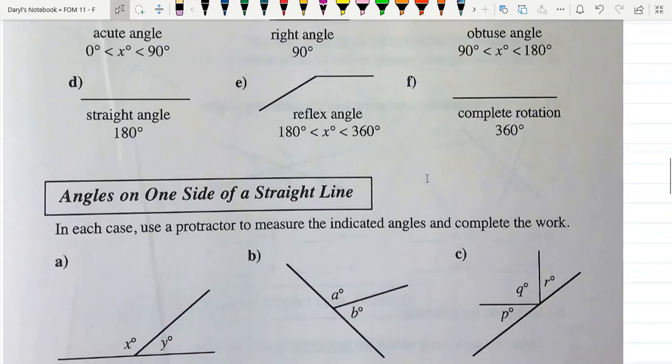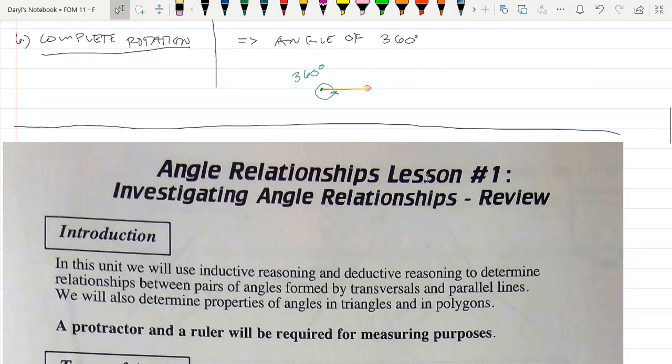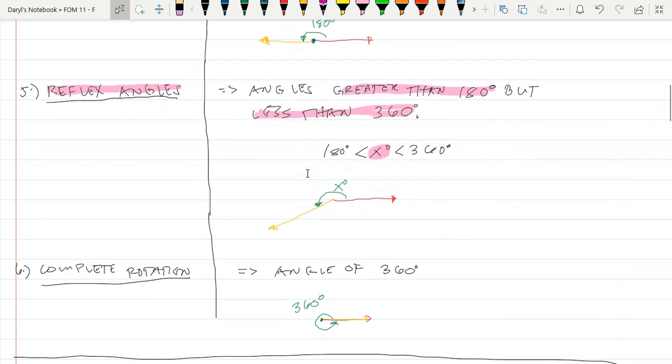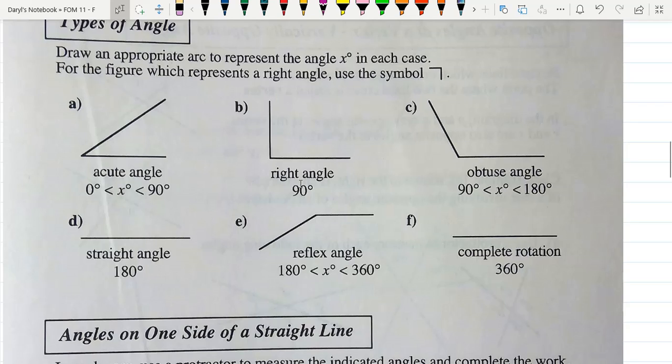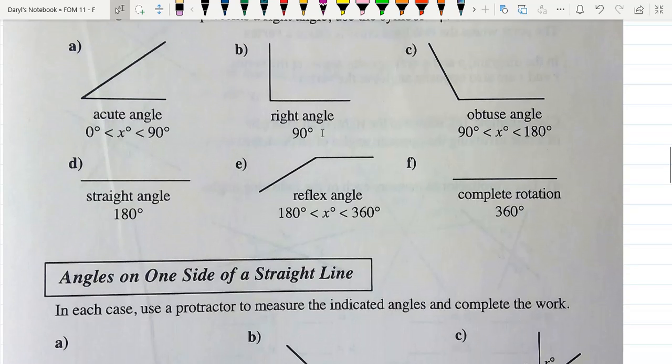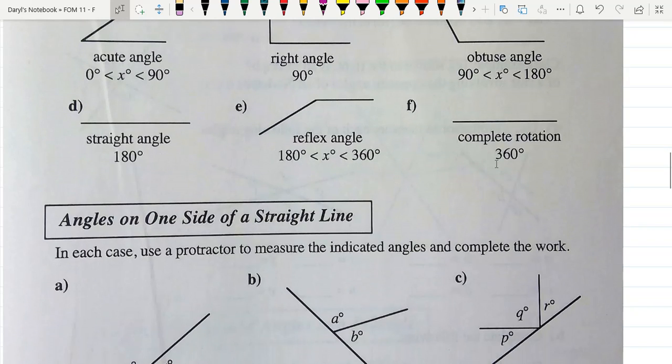Hello everyone. This is a continuation of lesson 2.1. So in the previous video, we talked about the different types of angles. So we have acute, right, obtuse, straight angle, reflex angle, and the one complete rotation angle.